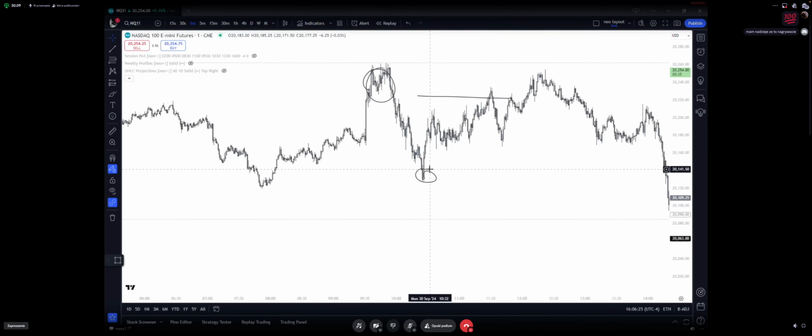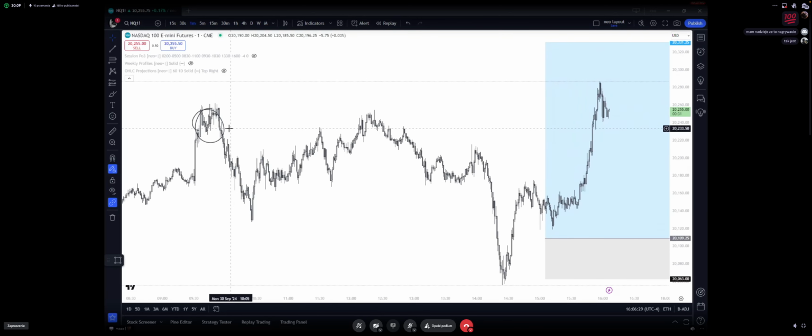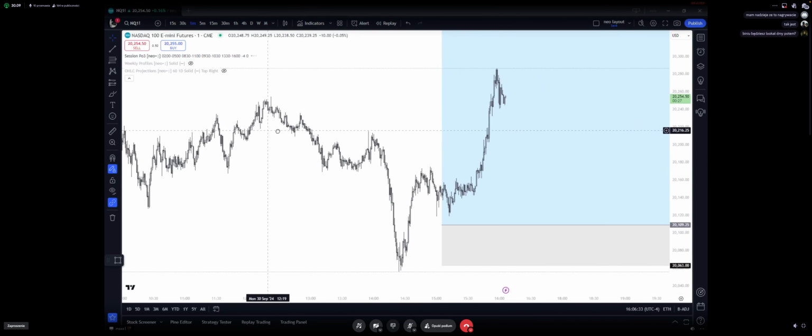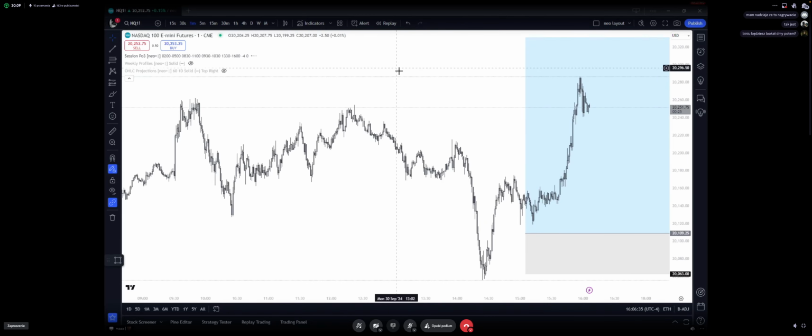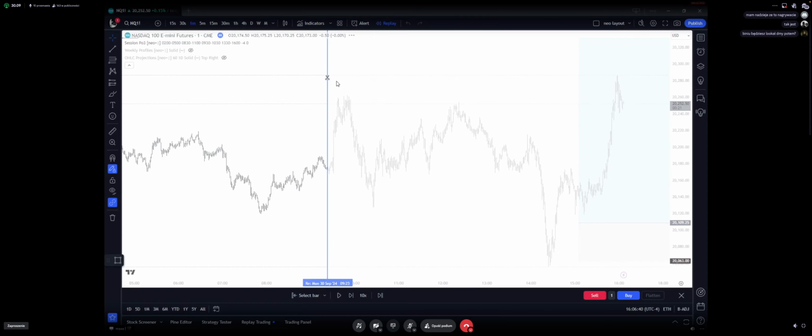Then another one we have is the session PO3. You guys probably know the PO3 indicator that you can use. Let's see, if we go back here.